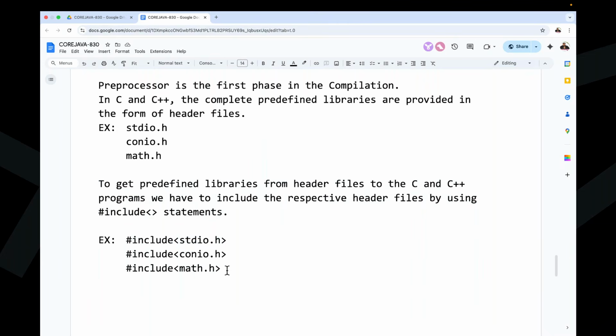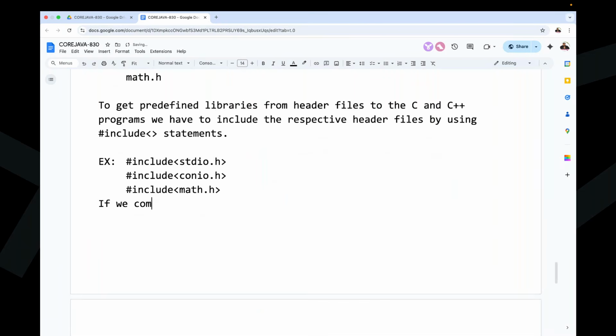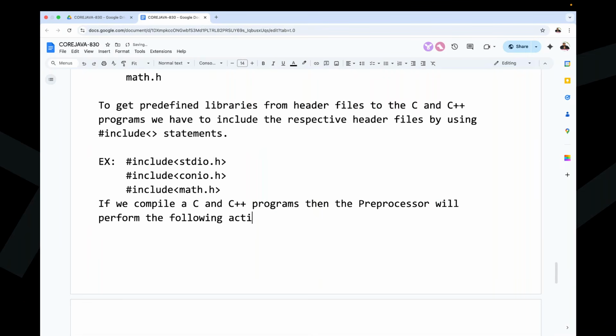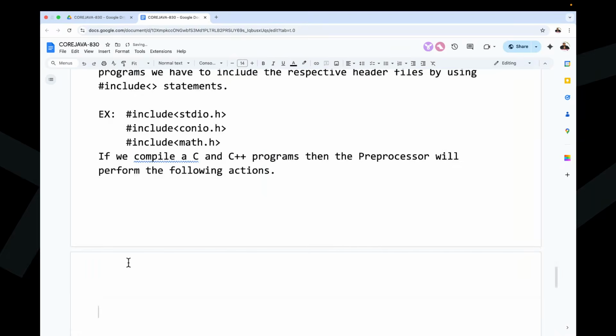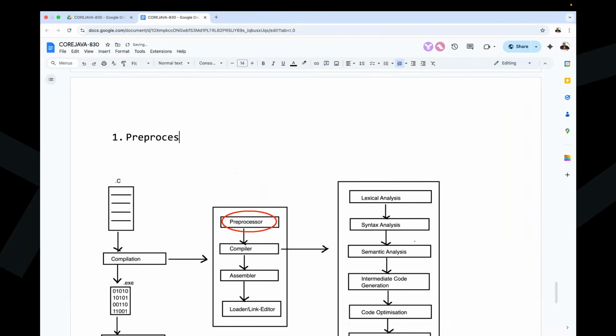Once again, guys, I'm giving clarity, so observe carefully. If we compile C and C++ programs, then the preprocessor will perform the following actions. What actions is it able to perform there? Point number 1, observe carefully. Preprocessor will recognize the hash include statements.